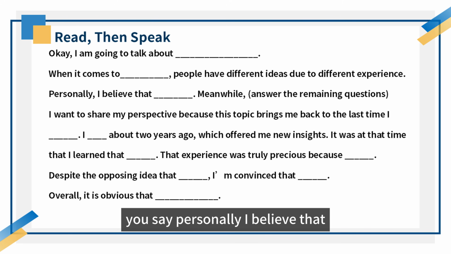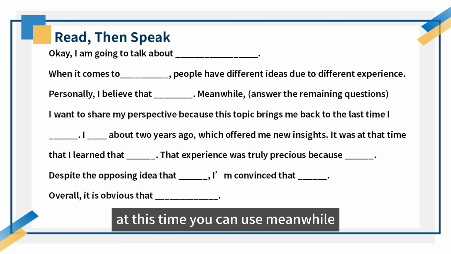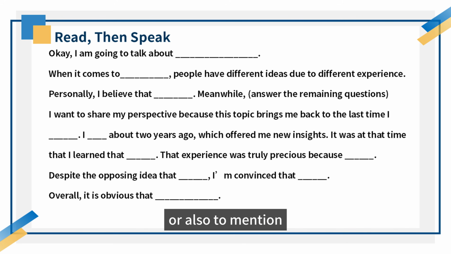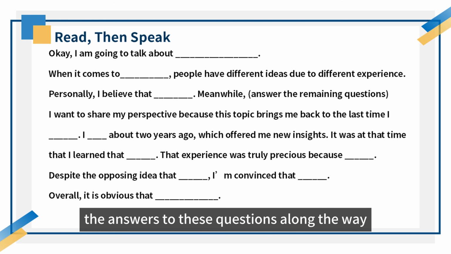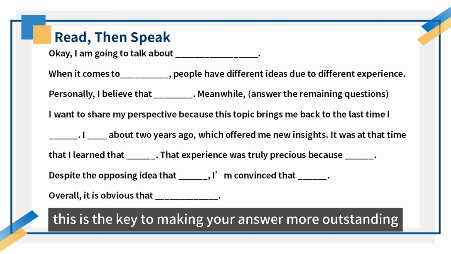You say, personally, I believe that, and then add your personal view. Also, the question may ask some other small questions. At this time, you can use meanwhile or also to mention the answers to these questions along the way. The third part is sharing a personal story. This is the key to making your answer more outstanding.